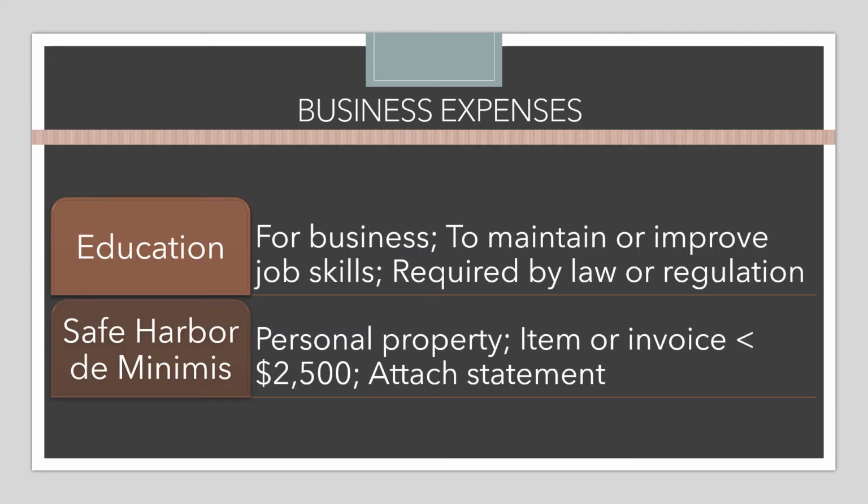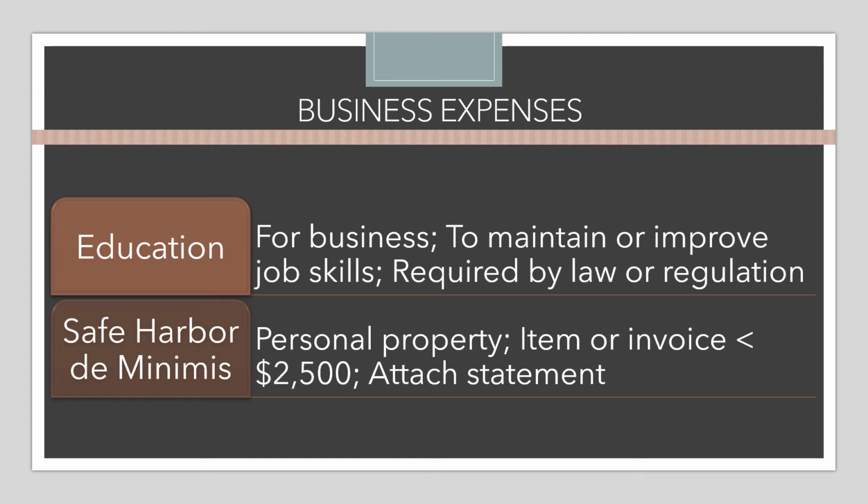So a couple of expenses that could end up in this other expense area are things like education. Now, in order to be able to deduct education on the Schedule C, it needs to be something that is for the business. And so it would be a type of education that would maintain or improve the job skills of the taxpayer. And then it could be something that's required by law or regulation. So if they're in an industry that requires some sort of certification or so many training hours per period of time, those would be deductible as education expenses on the Schedule C.